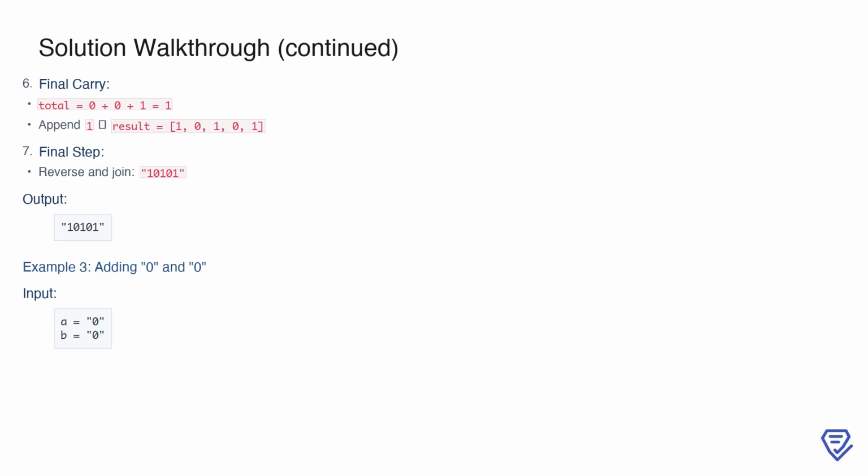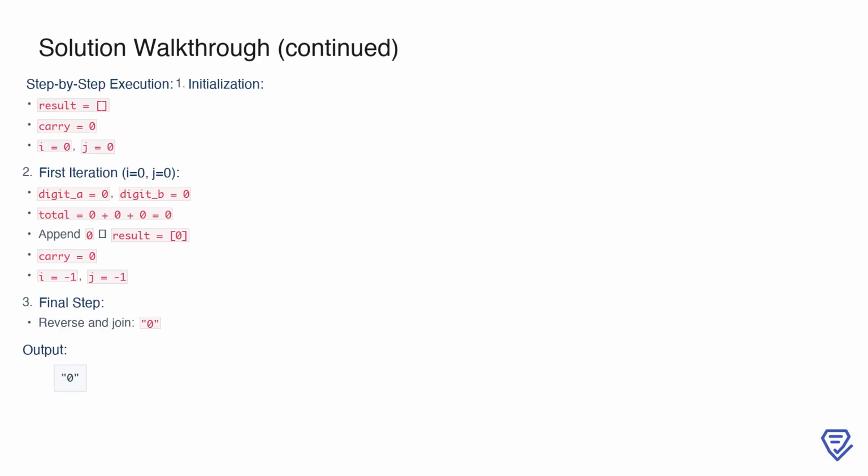For our third example, we consider adding two binary strings where both are 0. When adding A as 0 and B as 0, the initialization step sets result as an empty list, carry as 0, and i and j both as 0.